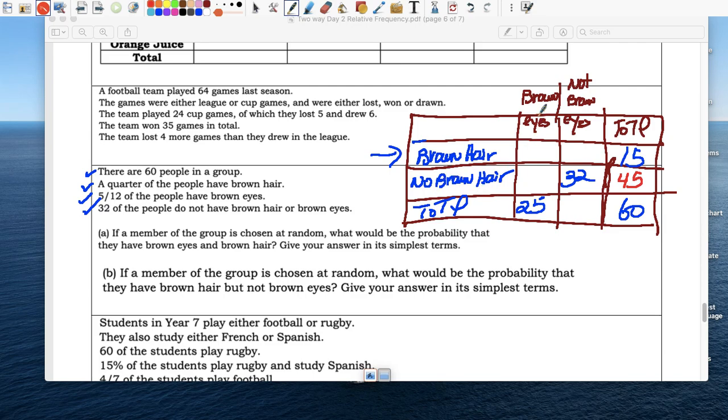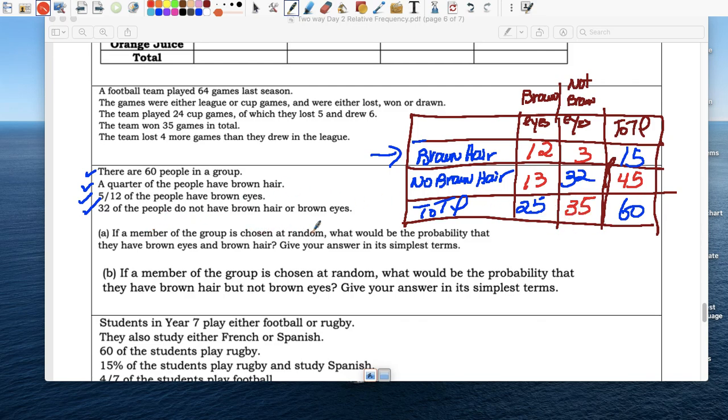So no brown hair and brown eyes would be 13, right? Because 13 plus 32 is 45. And then brown eyes and brown hair. So 25 minus 13 is 12. And this would be 12 plus something is 15, plus 3. And this over here would be 35. Whew. And there's my table.